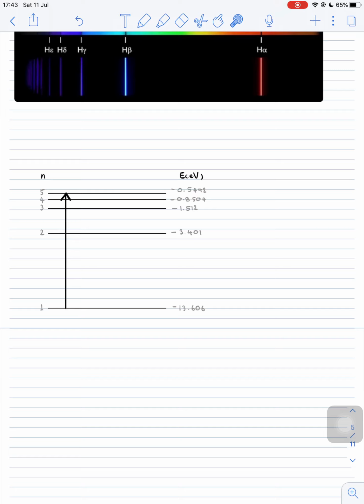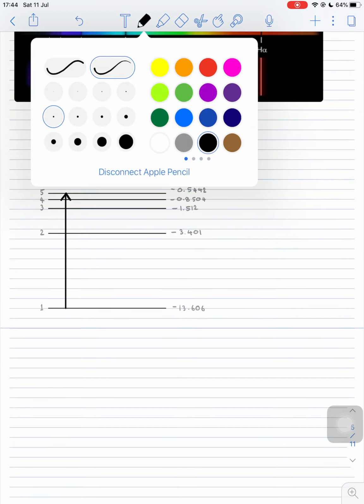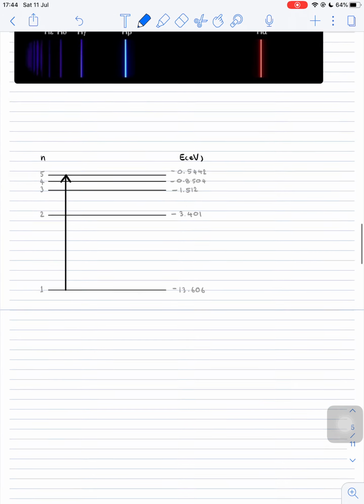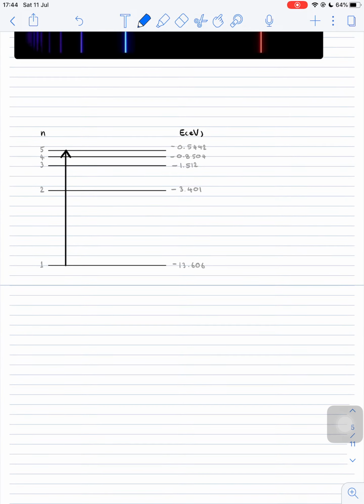But now if we give energy to the electron and it jumps to n equal to 5, it means that at this state the electron is unstable. It just wants to go back to n equal to 1 again, back to the ground state. We have many possibilities for the electron to go back. For example, it can jump from n equal to 5 to n equal to 1 directly.